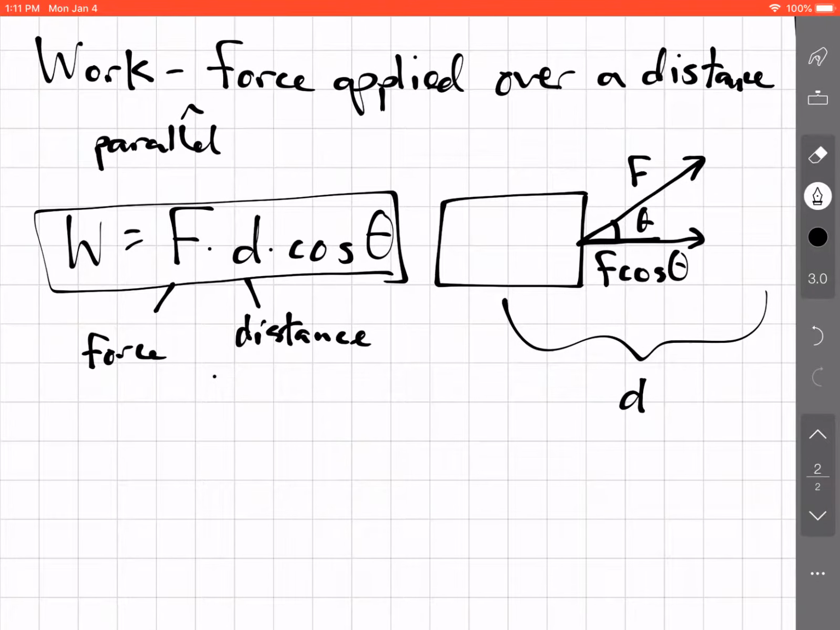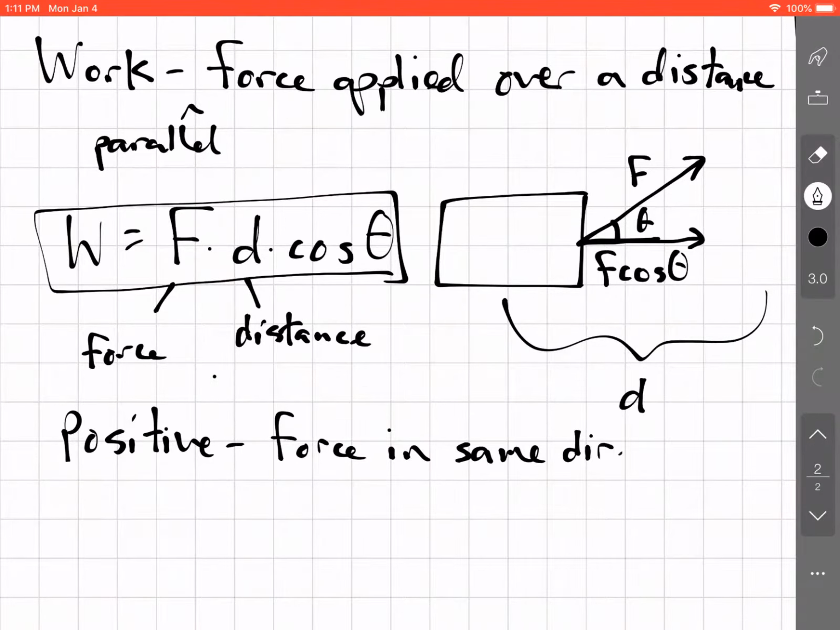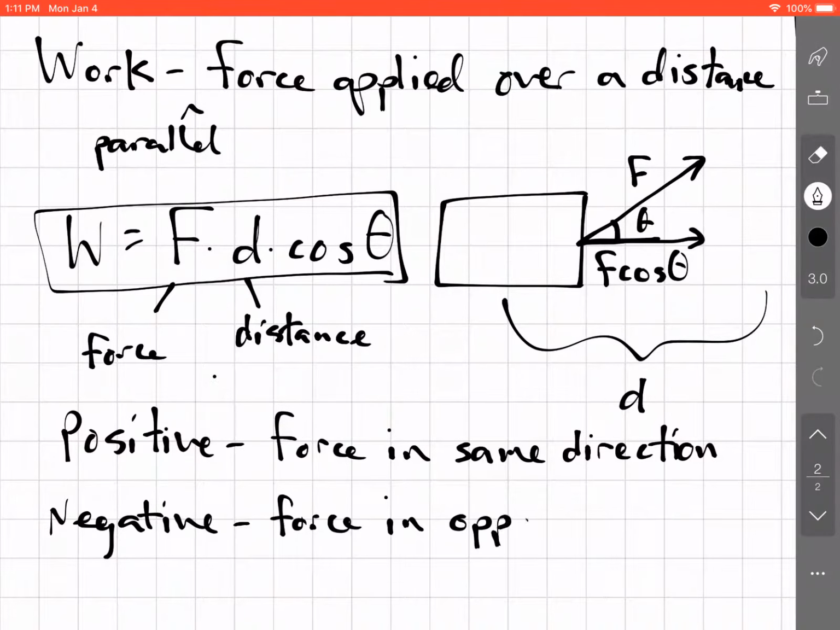So there are a couple different things that can happen with work. You can indeed have negative work. So positive work means that we have the force in the same direction as the motion. So if you're pushing it to the right, it's moving it to the right, and so on and so forth. Negative work would be an example where the force is in the opposite direction. So like friction, if you're moving something to the right, friction acts to the left. So friction can indeed do negative work.